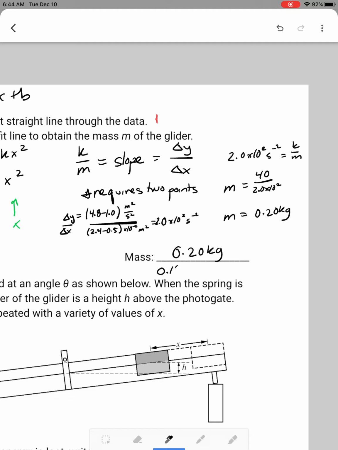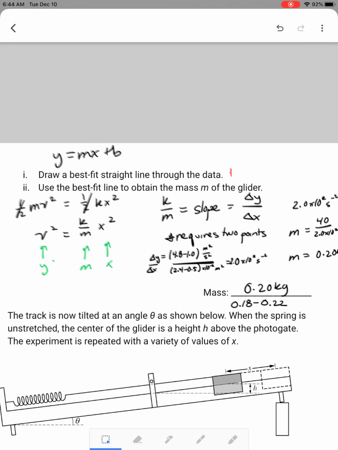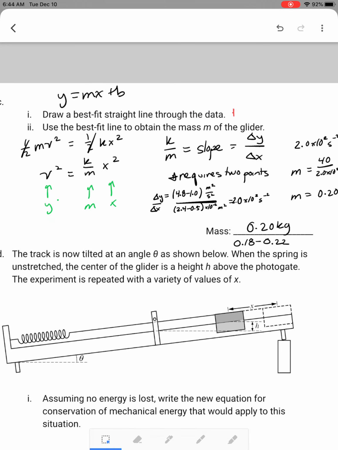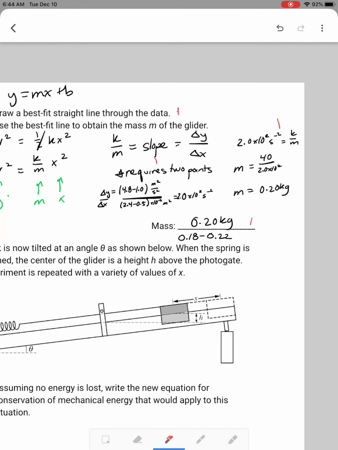Now, this had a range of 0.18 to 0.22. So if you're within that range, you got the points there. On this one, where your points came from, you had 1 for the best fit line and then 3 for using 2 points for the slope. Then you had 1 for recognizing what the slope is equal to. So that slope is equal to k over m. And then 1 for the correct answer.